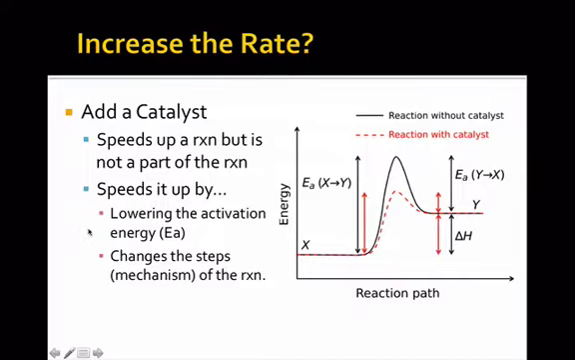We can add a catalyst. And a catalyst is something that speeds up a reaction, but it's not part of the reaction. What it does, it can either speed it up by lowering the activation energy, so the energy that's required for the reaction to take place is lower with the catalyst, or it can also change the steps of the mechanism of the reaction, and we talked about that a little bit already. Those elementary steps, that's the mechanism.